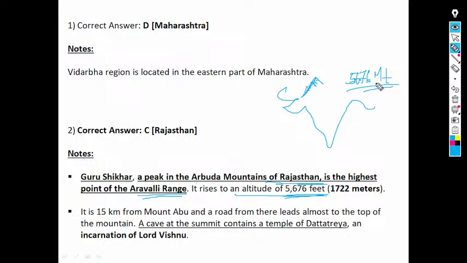It is 15 kilometers from Mount Abu, and a road from there leads almost to the top of the mountain. A cave at the summit contains a temple of Dattatreya, an incarnation of Lord Vishnu.